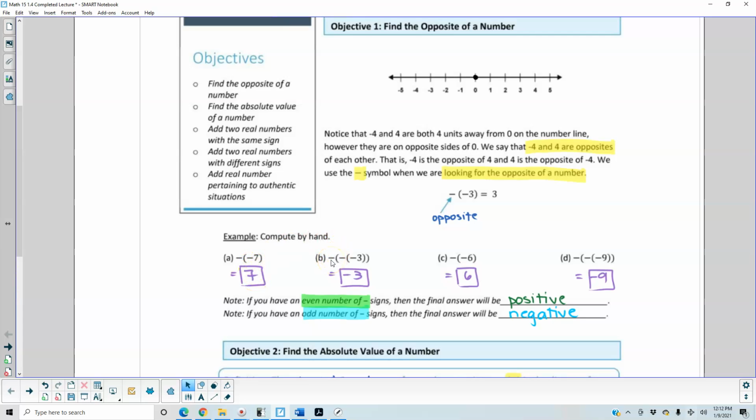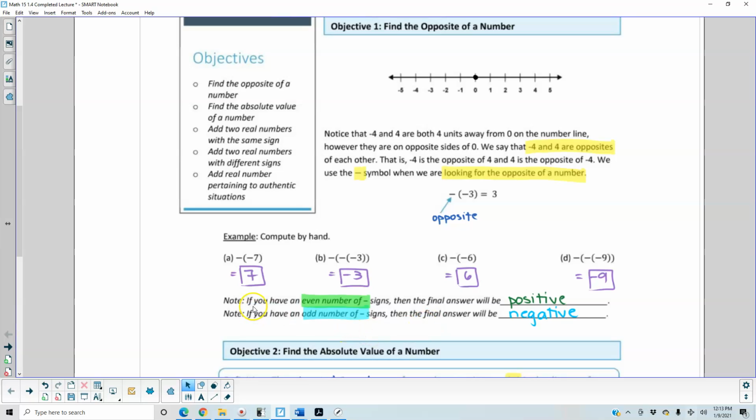This is the opposite of -3. Well, if we work with the inside, the opposite of -3 is +3, and therefore that becomes -3. The opposite of -6 is +6. Again, here we have the opposite of -9 is 9, and then attached a sign which gives us -9.